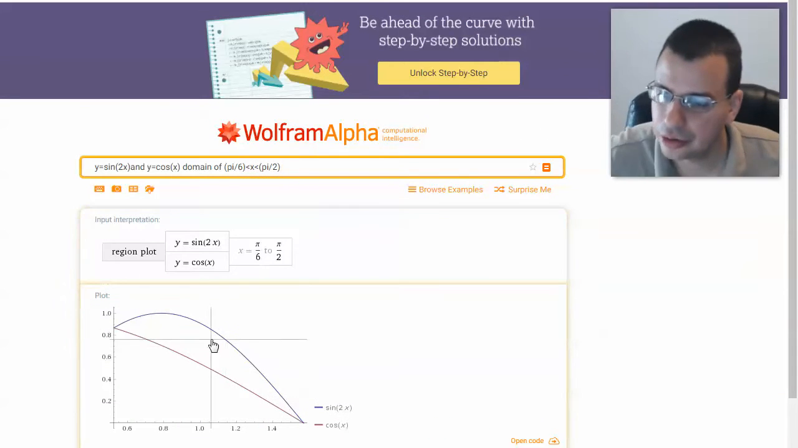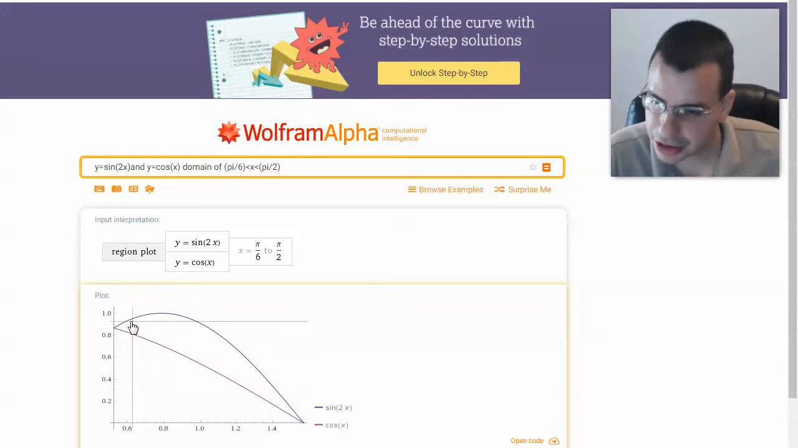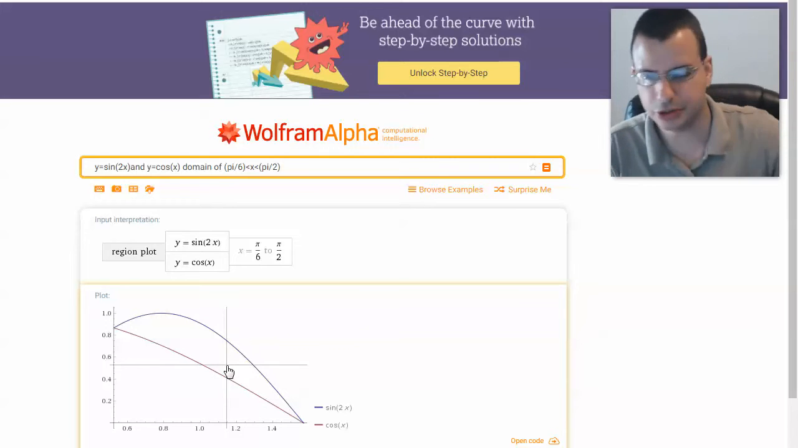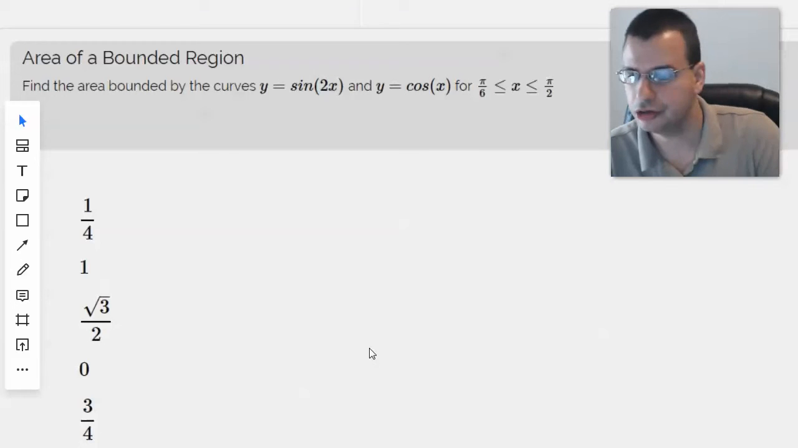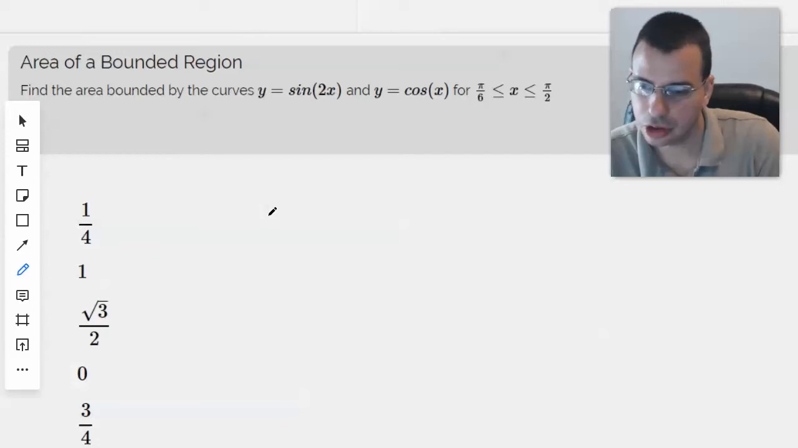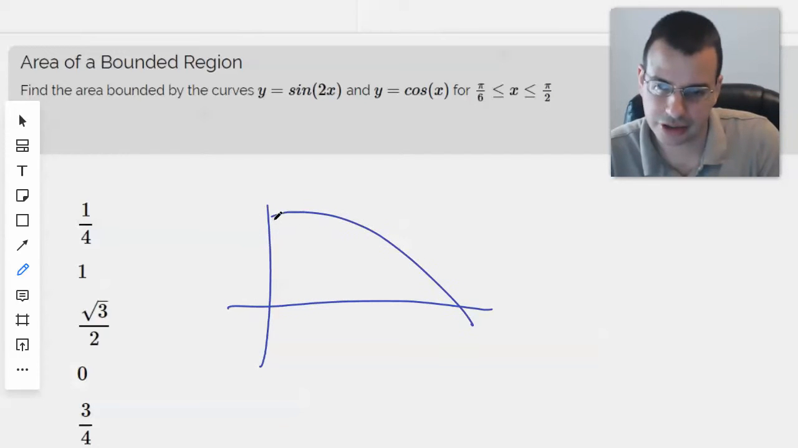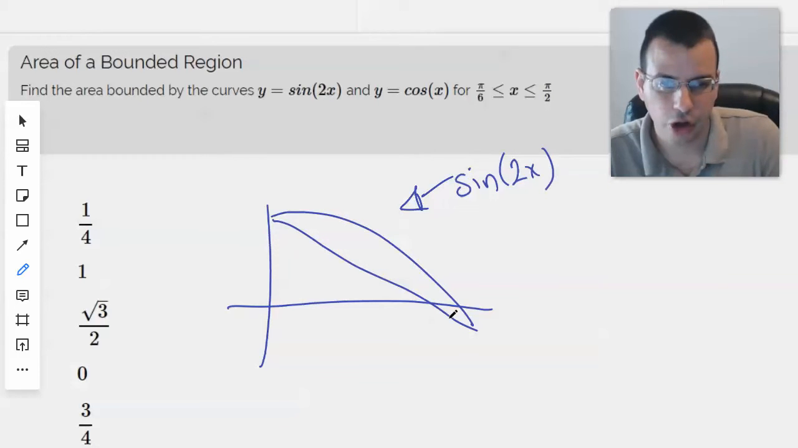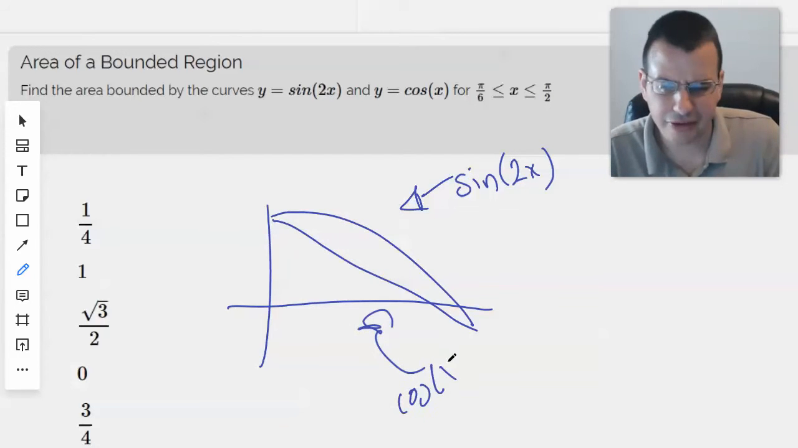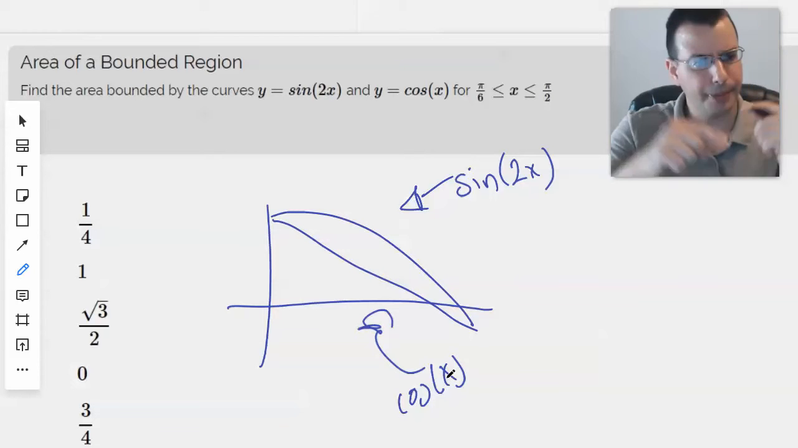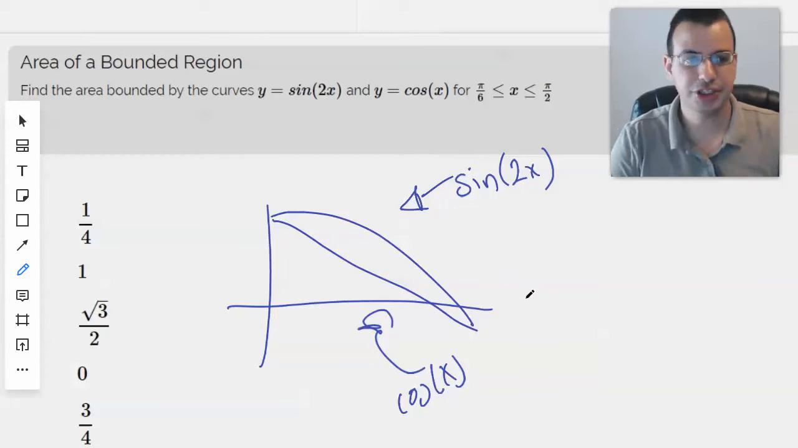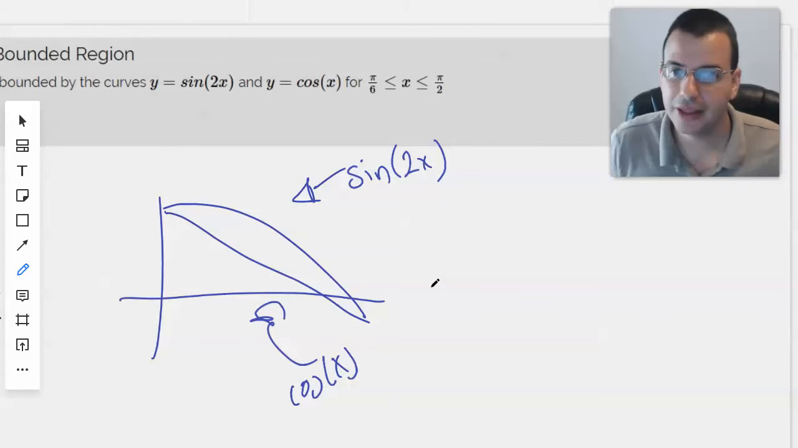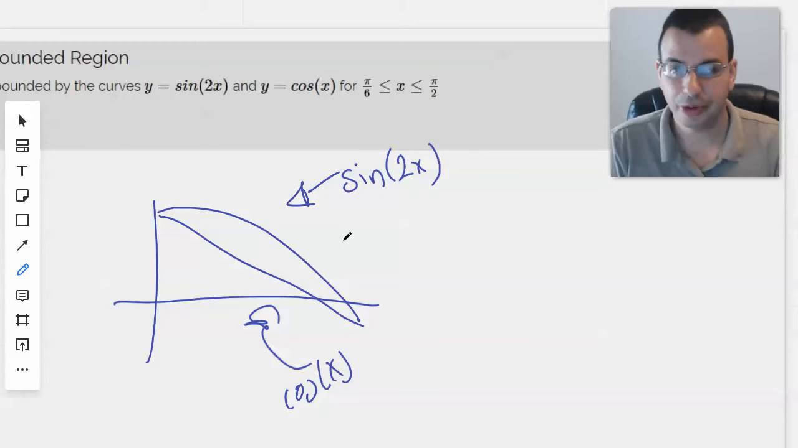Okay, so we were right about the intersection points, and so it will be sine of 2x minus cosine of x. Go back here, draw this up real quick before I forget it. So we have this, and we have this, where this is sine of 2x over cosine of x. And even if I got those mixed up, that'd be okay because we'd just get a negative area, and we'd know we meant positive.